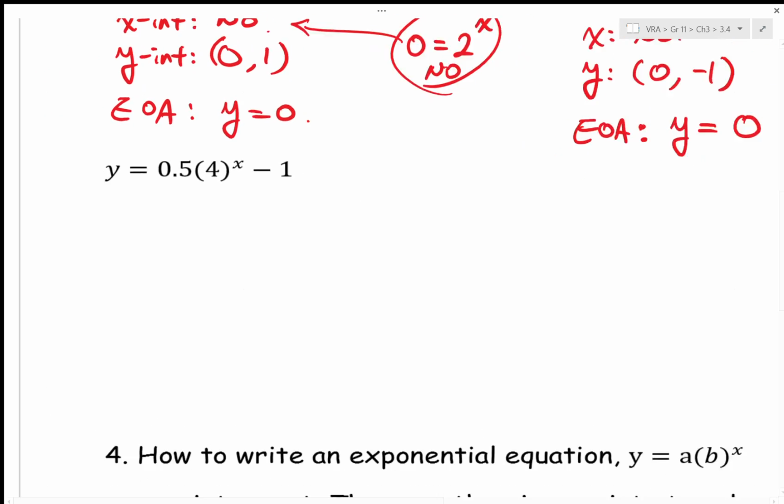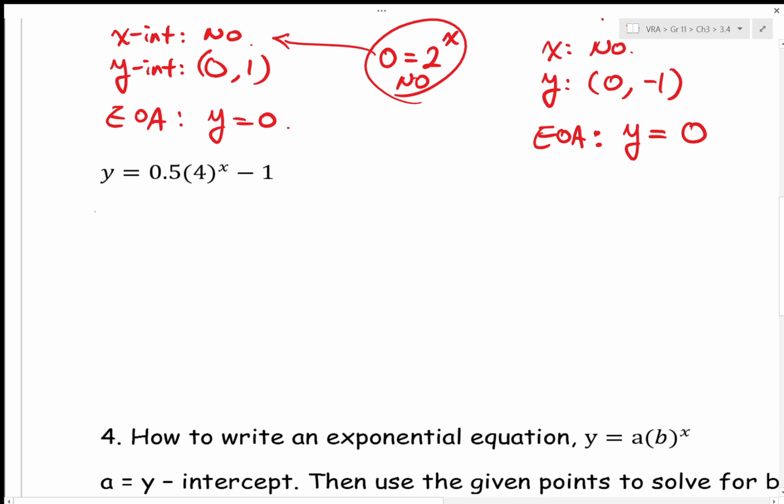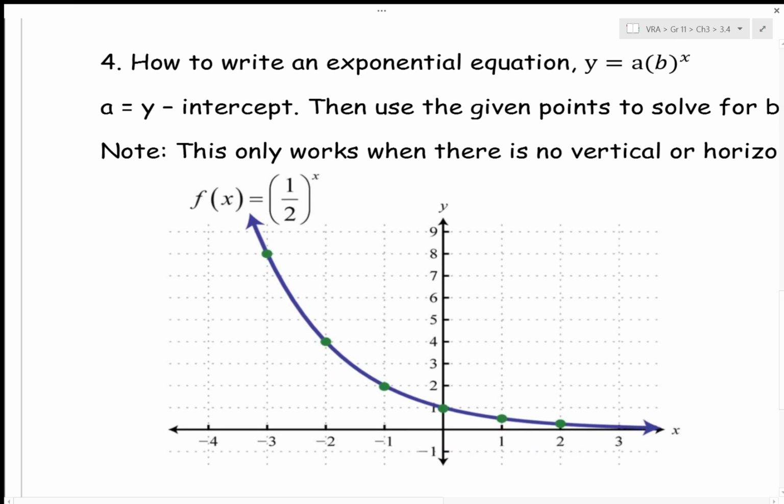Now, then something a little more complicated. So the domain, range, x-intercept, y-intercept, and then equation of the asymptote. Now I want you to actually try this one on your own. I will put the solution of this on the Facebook, okay? So let's do that a little later.